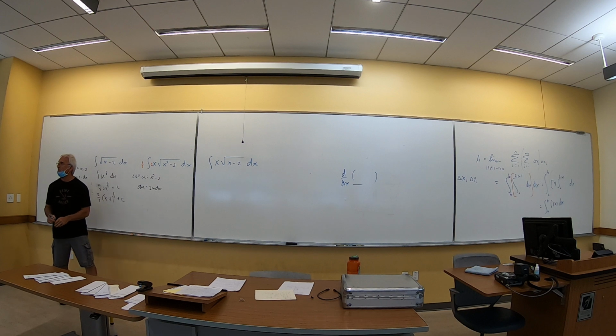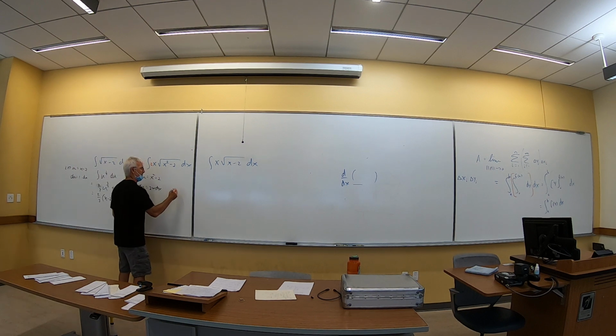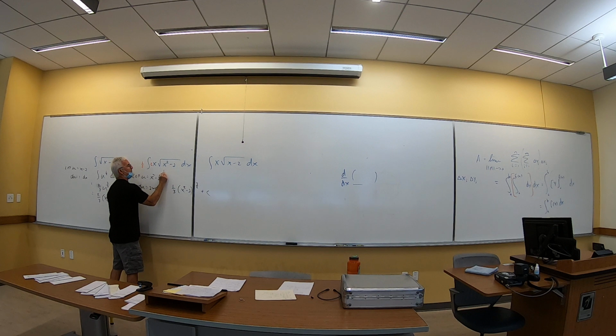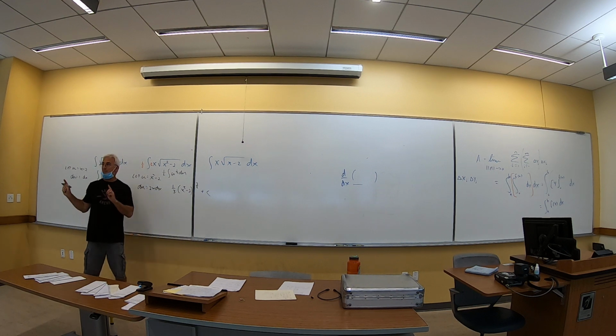It's 1/2 the integral of u to the 1/2. What's the antiderivative of u to the 1/2? 2/3. So that's 1/3 x squared minus 2 to the 3/2 plus c. Or I can write the in-between. Absolutely correct. If you're not comfortable, do this, integrate, back in. So these ended up being almost identical problems, didn't they?